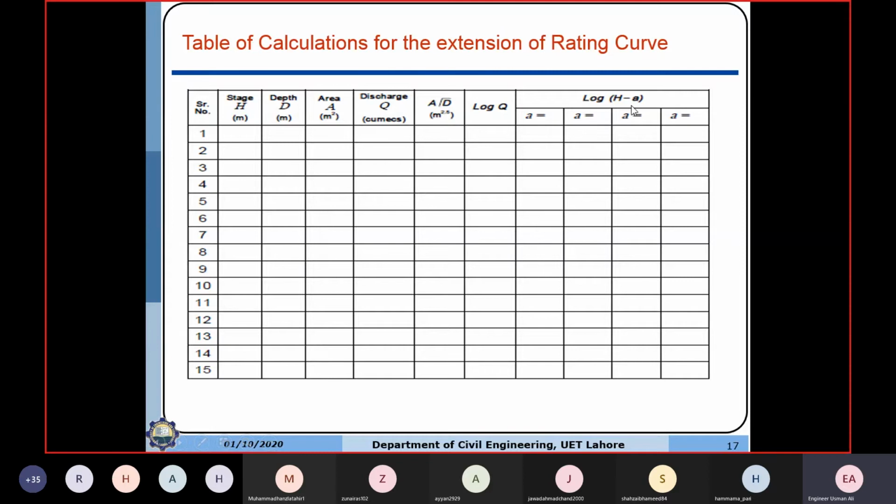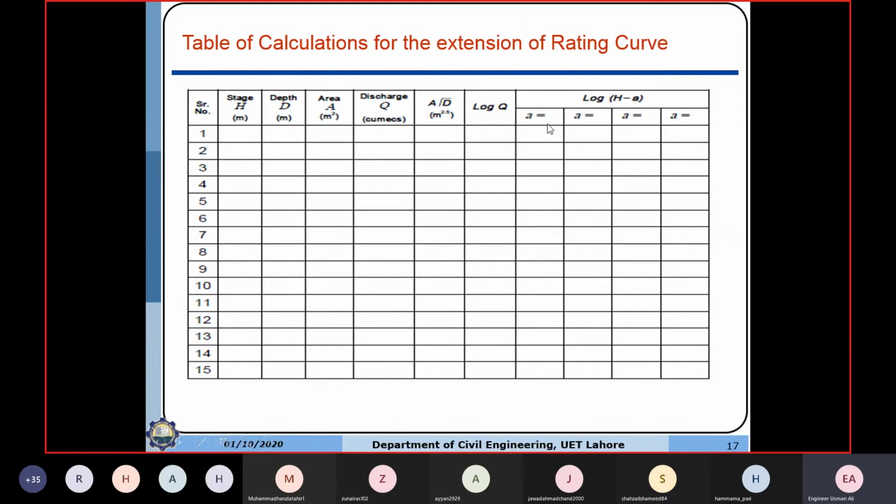Second step is assuming various values of a between 0.1 to 0.5. This is normally the range that we can have for the assumption of a, from 0.1 to 0.5. So a is a coefficient or you can say a parameter, it is actually the distance between the channel bed and the datum. So H minus a is basically the water depth.